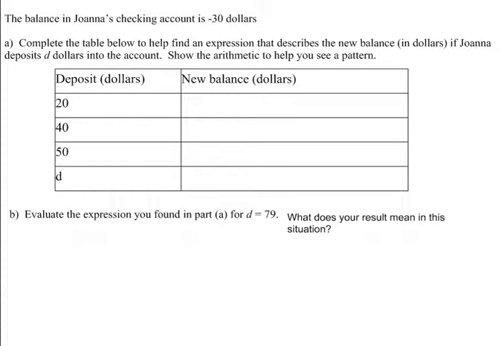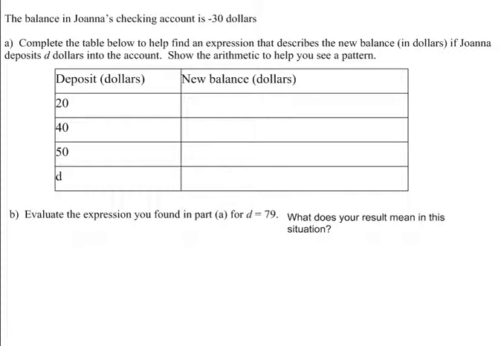The balance in Joanna's checking account is negative $30. For Part A, complete the table below to help find an expression that describes the new balance in dollars if Joanna deposits D dollars into the account. Show the arithmetic to help you see a pattern. And then in Part B, evaluate the expression you found in Part A for D equals 79. What does your result mean in this situation?